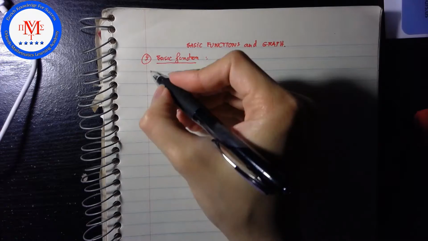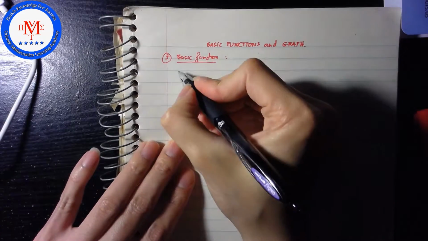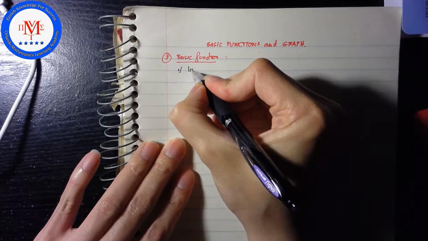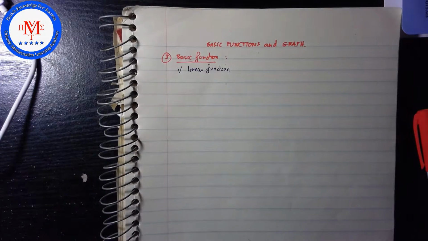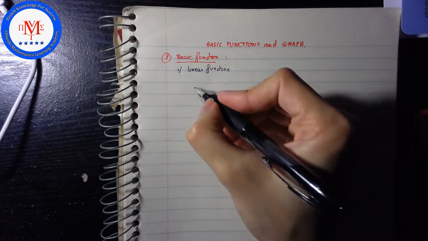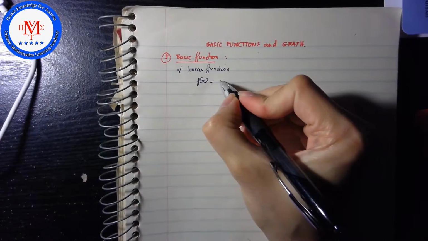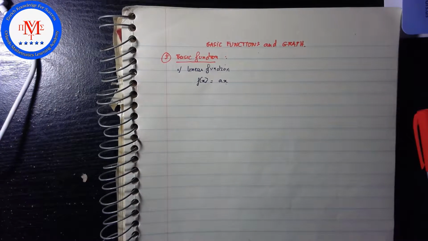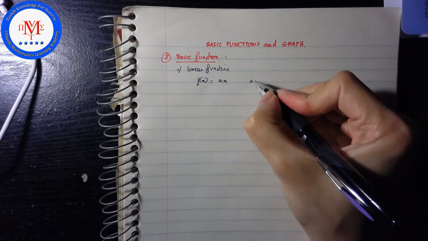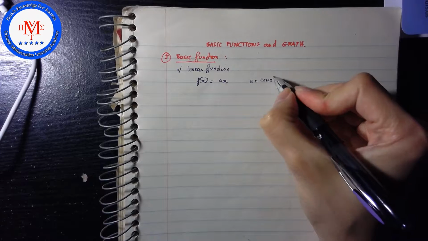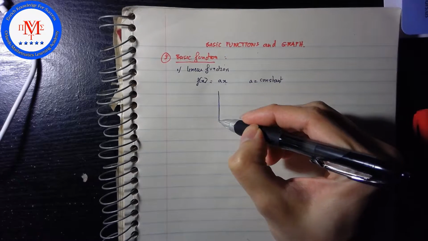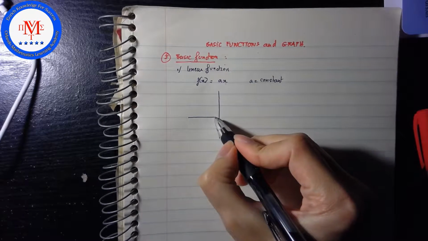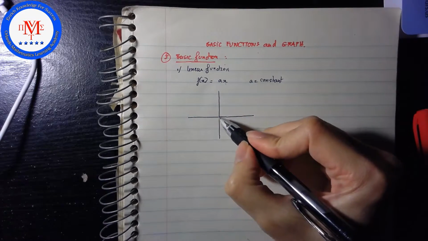Okay, so the first basic function, I just want to do a quick recall. The first one is a linear function. The basic linear function is f(x) = ax, where a is a constant. And the graph of this function, of course, is a line, and this line goes through the origin of the coordinate system at 45 degrees.